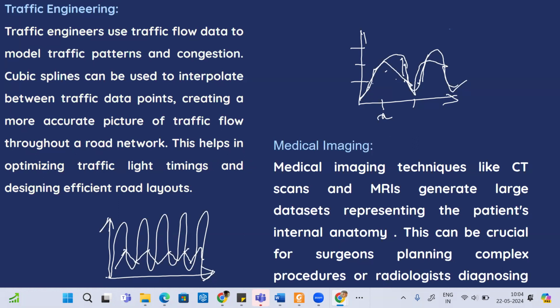Next, medical imaging. Medical imaging means we all know about the CT scan and the MRI scan. These are used to identify our internal anatomy. This works on internal anatomy in slices. Each slice means a picture, so there will be some gaps. There will be some missing information while visualizing these scans. Through cubic spline interpolation, the doctors can easily interpret the medical condition and diagnose the patient. So in medical imaging also, cubic spline interpolation is used.